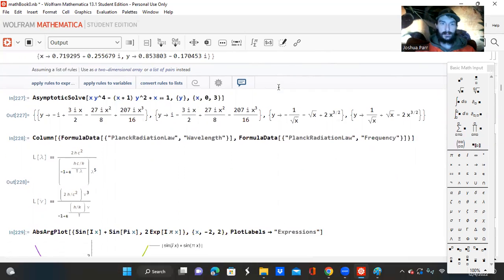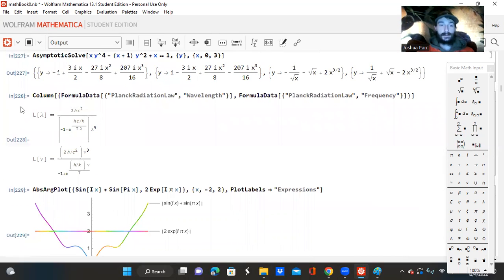And so asymp solve is a different one, asymptotic solve. Here's a formula I gave it, and 3 parameters at the end for y. And I get exactly what I asked for.